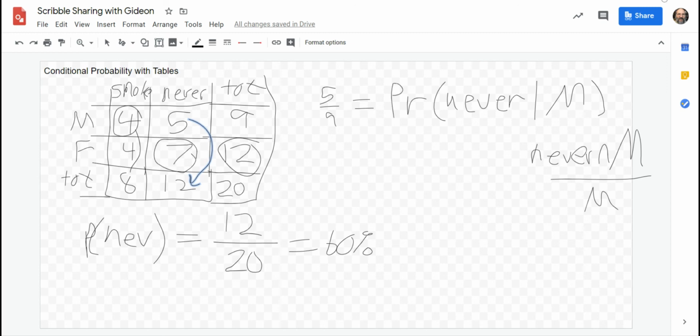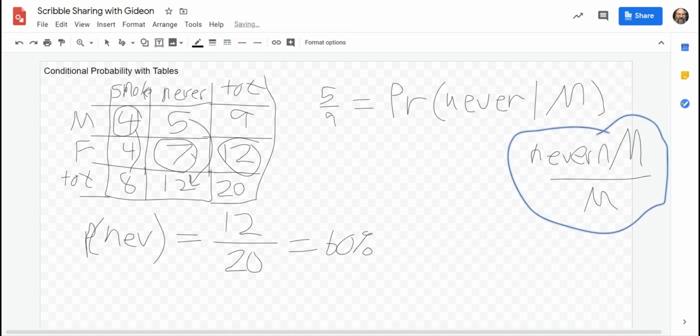All right, I hope that made conditional probability with tables a little more clear. And I also hope it helped you connect it to a little bit more complex subject of conditional probability as presented with the formulas in Module 12.